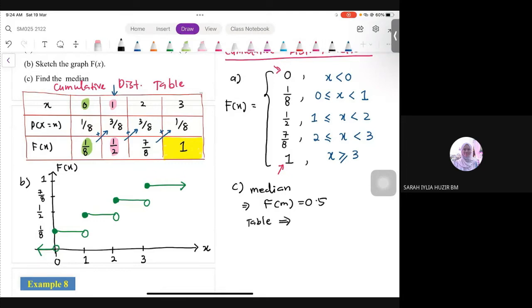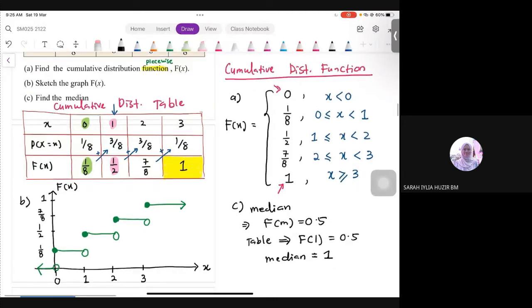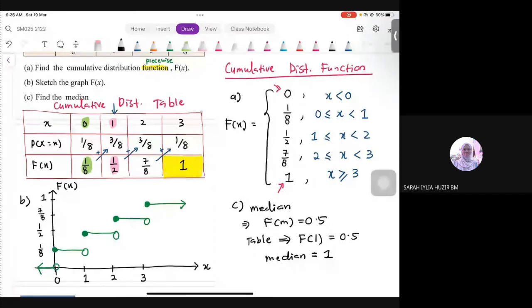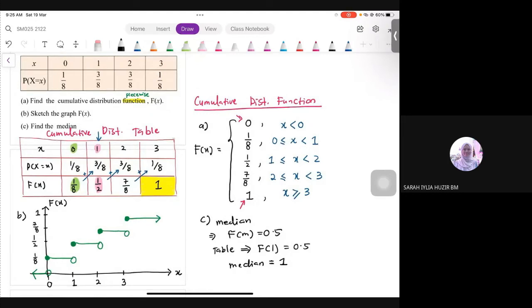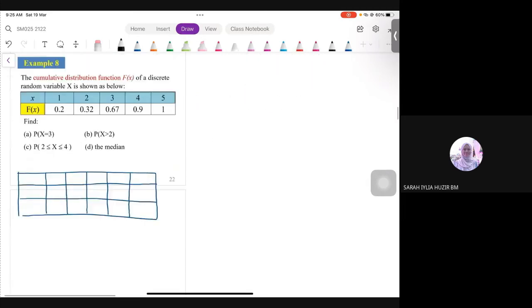From the table, we know F(1) is 0.5. So, our median in this case, value of X, median akan dapat 1. Okay. Settle. Alright, ini contoh soalan yang standard lah for cumulative. Dia bagi probability, after that kena convert pergi kepada cumulative. From cumulative function, normally memang standard dia akan suruh sketch the graph, find the median. Okay, settle. Kita cuba next example.